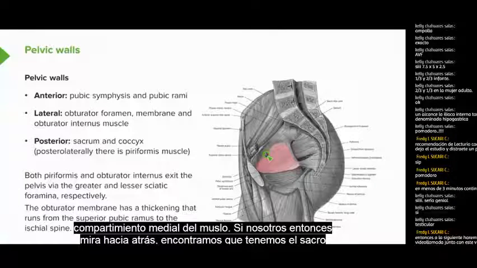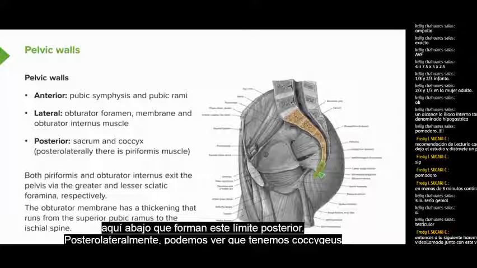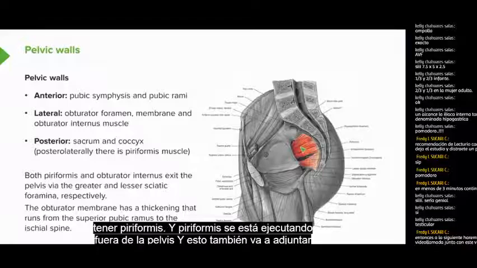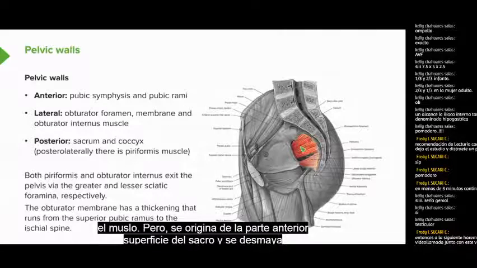If we then look posteriorly, we find we have the sacrum most posteriorly, and we have some muscles radiating from the sacrum, from the coccyx down here, that form this posterior boundary. Posterolaterally, we can see we've got coccygeus muscle. You can see that muscle here. And then superior to coccygeus, we find we have piriformis. And piriformis is running out of the pelvis. And this also goes to attach to the femur, attaches to the greater trochanter of the femur, and it's a lateral rotator of the thigh.